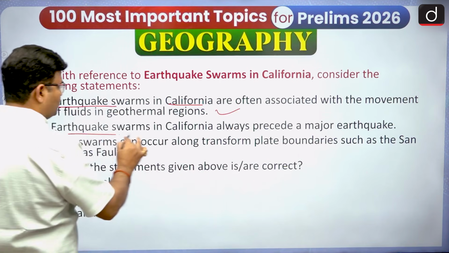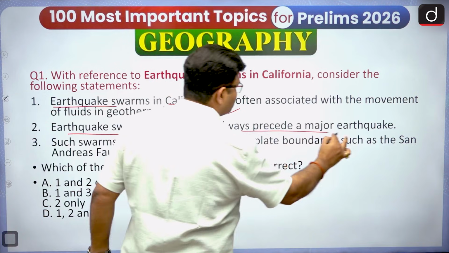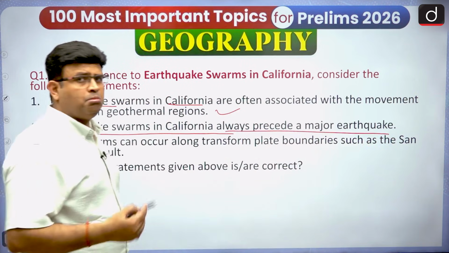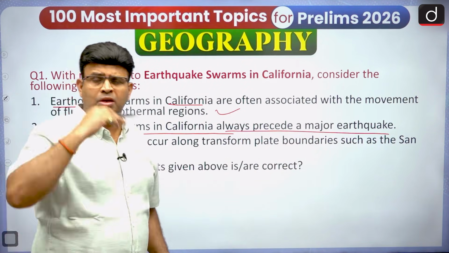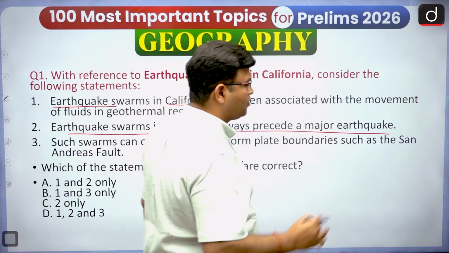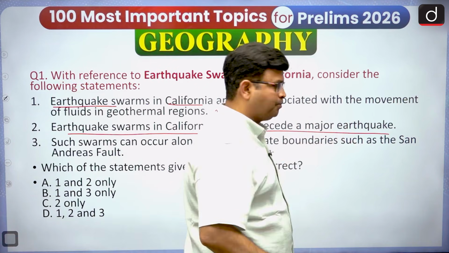Earthquake swarms in California always precede a major earthquake. Not major earthquake always. Major earthquake is never necessarily before or after any swarm.